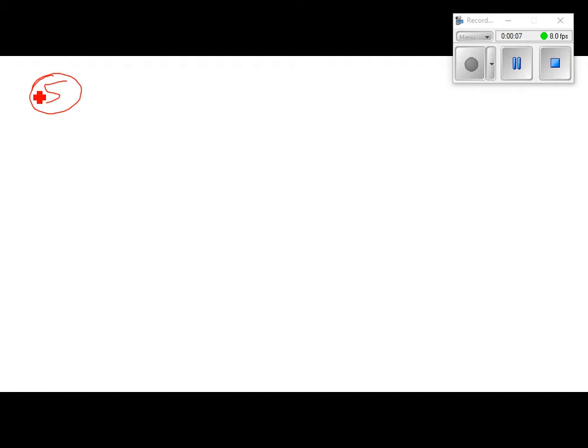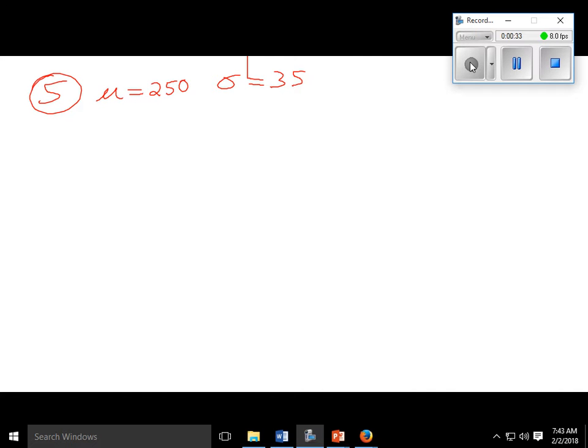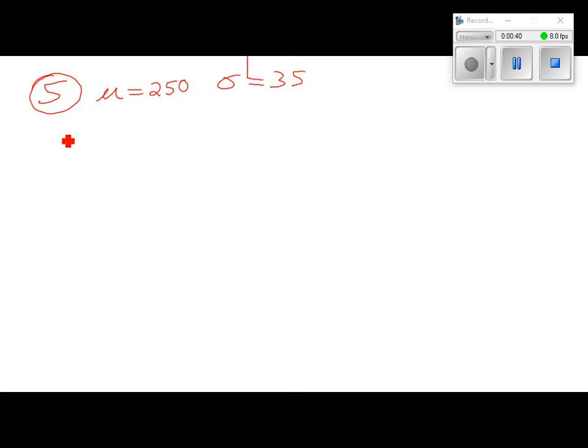Number 5 says the monthly utility bills in a household in New Paris are normally distributed with a mean of $250 and a standard deviation of $35. Utility bills are randomly selected. Answer the following questions. Part A.